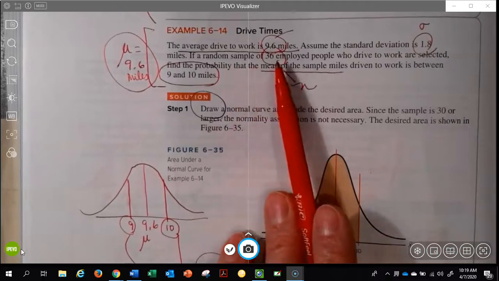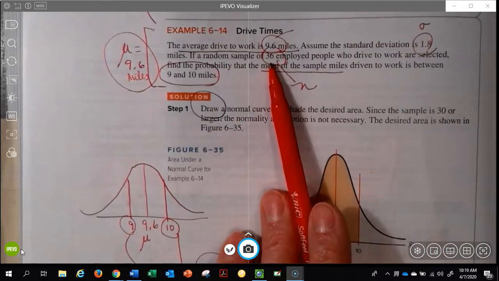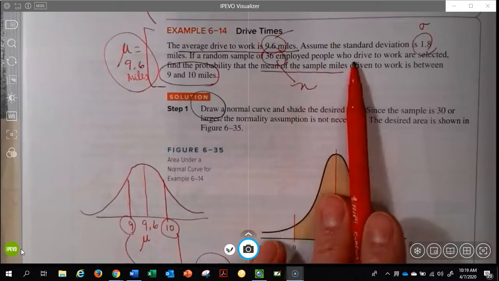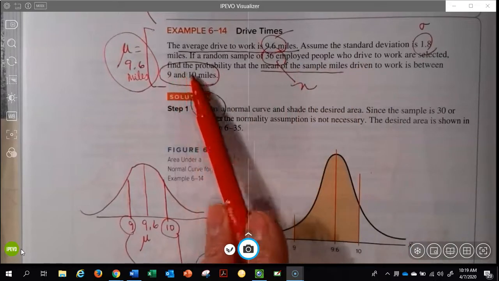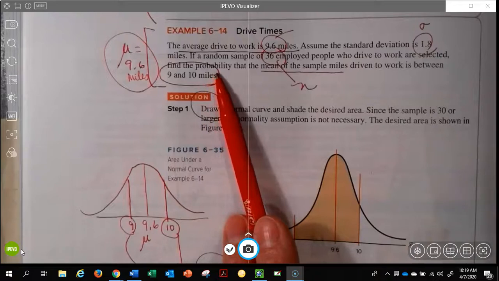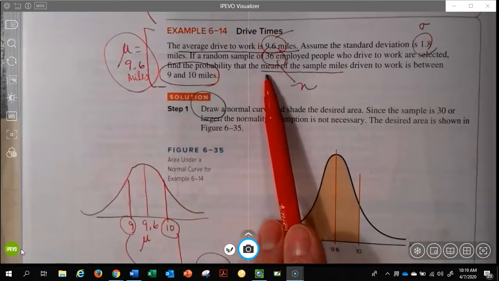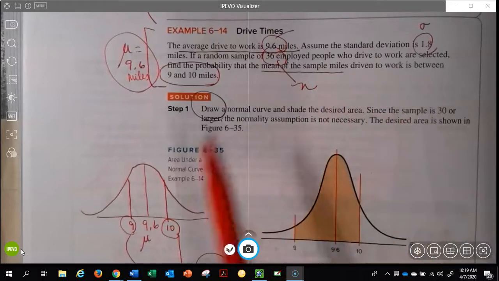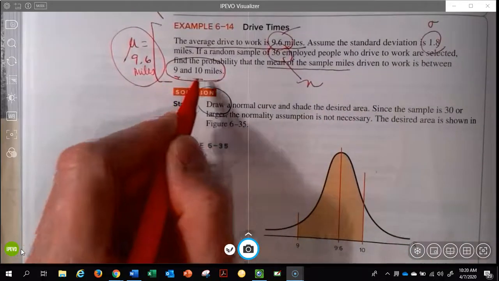If a random sample of, and start to notice, is this a group of people or an individual? In this case, it's a group of people, and we get an n, of employed people who drive to work are selected. Find the probability that the mean of the sample miles driven to work is going to be between 9 and 10 miles.